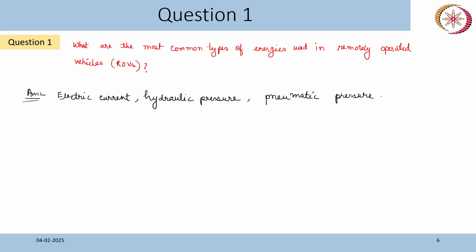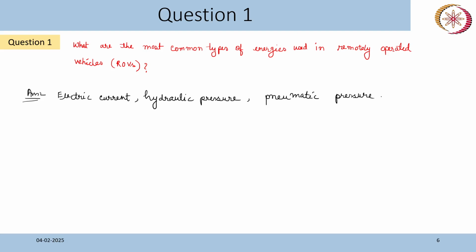Electric current is very common, like you already know about EVs. These are very common nowadays. Hydraulic pressure is what? Water pressure. So I tried to look at how it is used in case of ROVs. Hydraulic pressure, or water pressure, is used to move robotic arms in many vehicles. You can search for those examples, those are available.